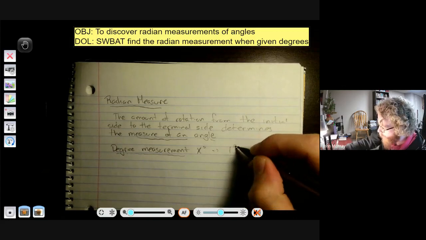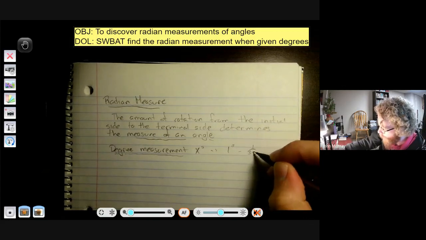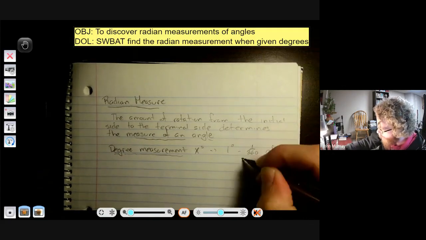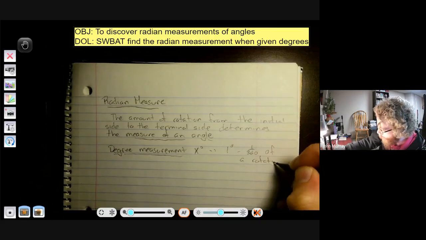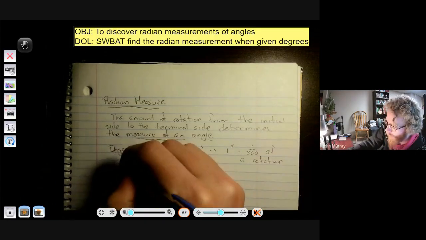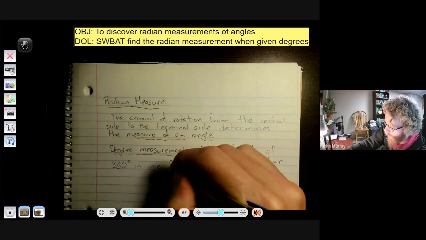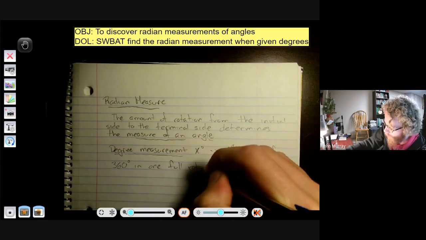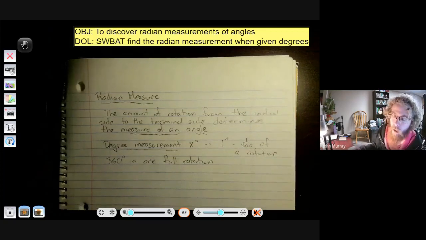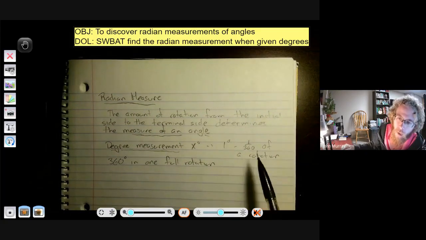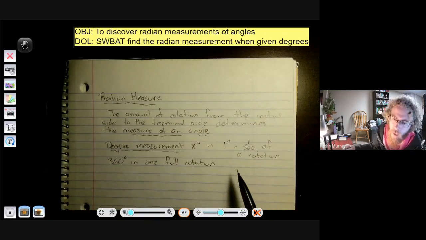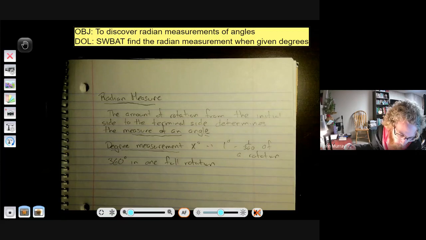Okay, so 1 degree is, right, we said 360 total degrees in 1 full rotation. All right, so 1 degree is 1/360th of a rotation. All right, so that's how it's kind of defined.